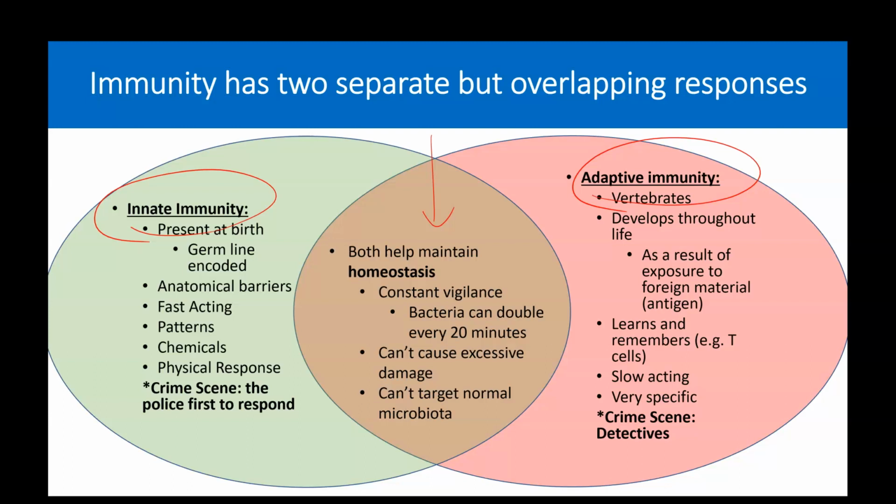On the other hand, adaptive immunity has its own unique characteristics. And I'm just going to briefly go over these because we'll talk about them in detail in the next lecture. But adaptive immunity is specific to higher order vertebrates, and it develops throughout our life as a result of encountering foreign material. So this is how we gain immunity.